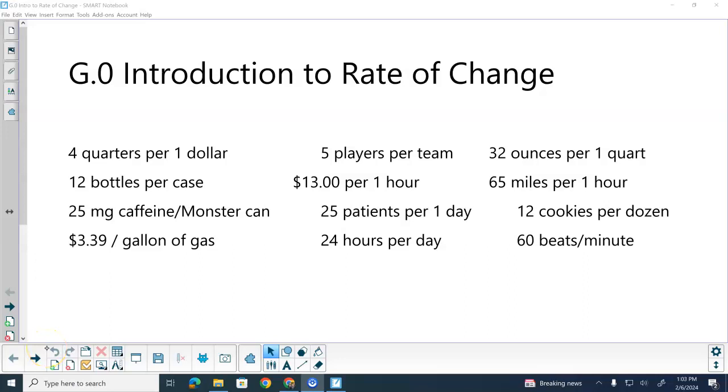Alright, so we're going to start Unit G today. We haven't updated the board yet, but we'll get that updated here momentarily. You have a note packet for G that you picked up when you came in. You've got a new binder cover sheet for Unit G as you came in. Unit G is going to be all about rates of change and slopes of lines and all that fun stuff.